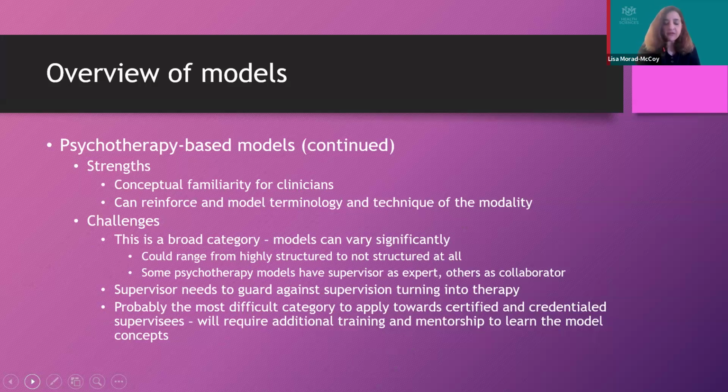However, in terms of supervision, it's hard to do psychotherapy-based models with certified and credentialed professionals, because they usually would need more training in the specific model in order for it to land well.